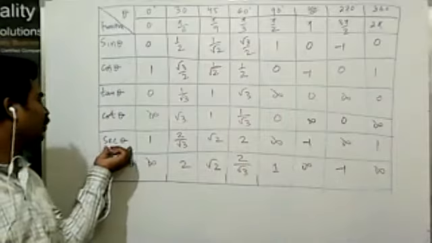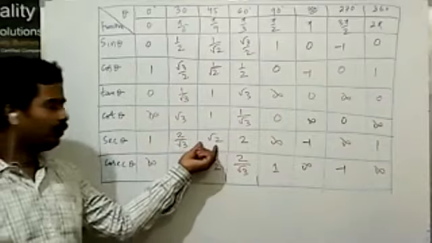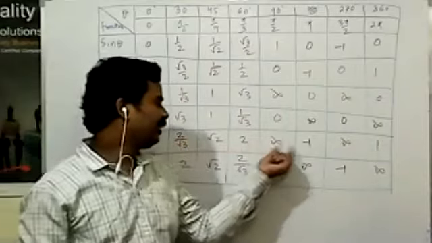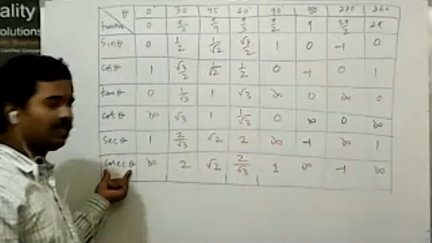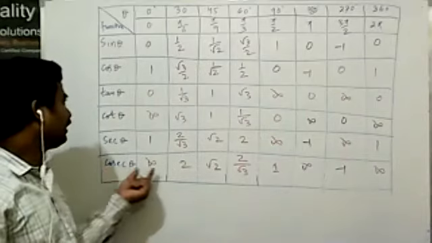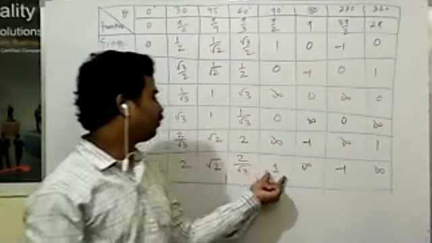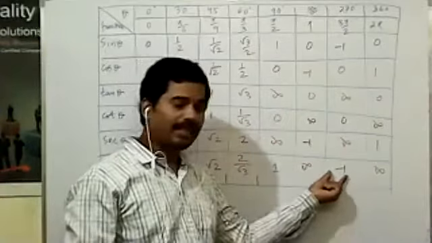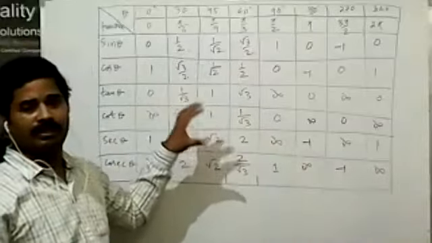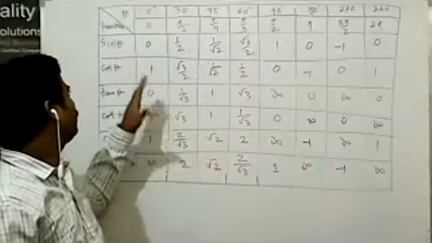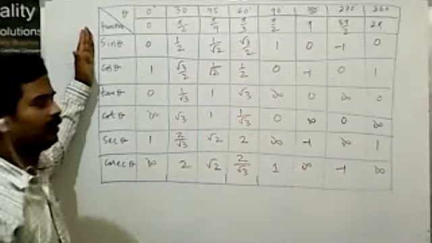Similarly, sec theta is equal to 1 by cos theta: 1, 2 by root 3, root 2, 2, infinity, minus 1, infinity, 1. Similarly, cosec theta is equal to 1 by sin theta: infinity, 2, root 2, 2 by root 3, 1, infinity, minus 1, infinity. These are the functional values which are used in trigonometric functions.